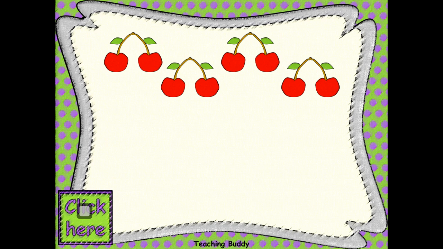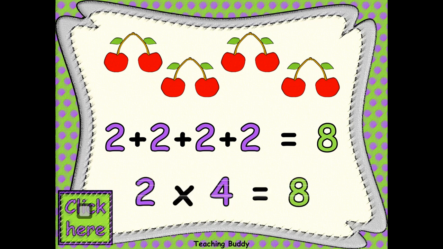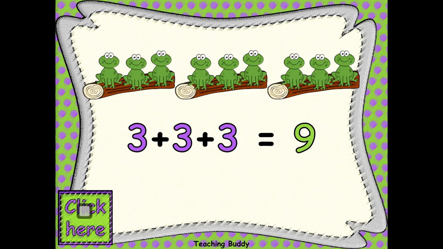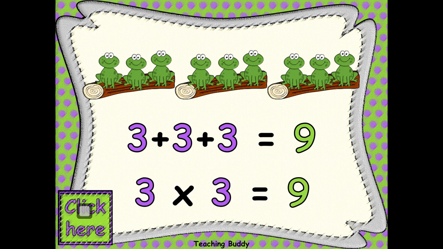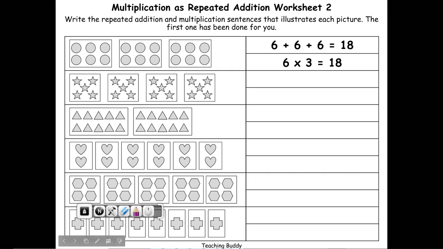So we have 2 cherries in each group. So we're going to do 2 plus 2 plus 2 plus 2 gives us 8. Another way to look at it is we have 2 cherries in 4 different groups. So 2 times 4 equals 8. For your frogs, 3 plus 3 plus 3, because there are 3 frogs in each group, or 3 times 3 equals 9.